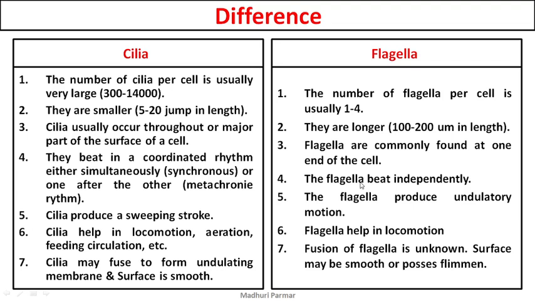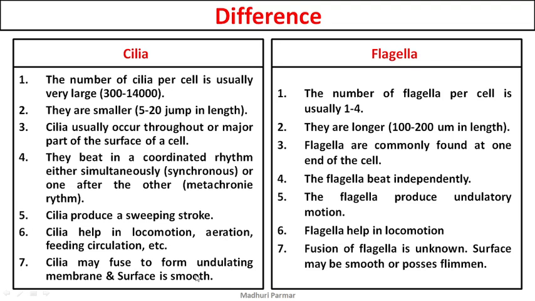But flagella beat independently. They do not care about other flagella. They just move on their own. Cilia produce a sweeping stroke, a kind of rowing motion, while flagella produce undulatory motion. Cilia help in locomotion, aeration, feeding, circulation, and other tasks, while flagella only help in locomotion.